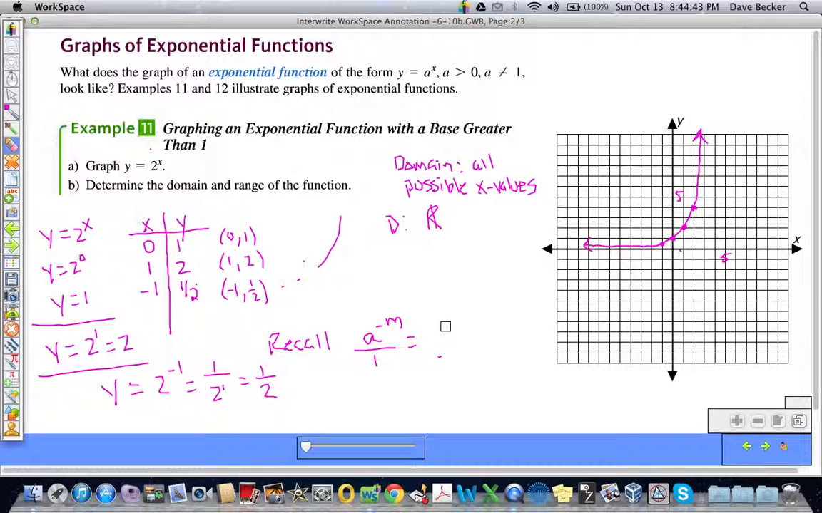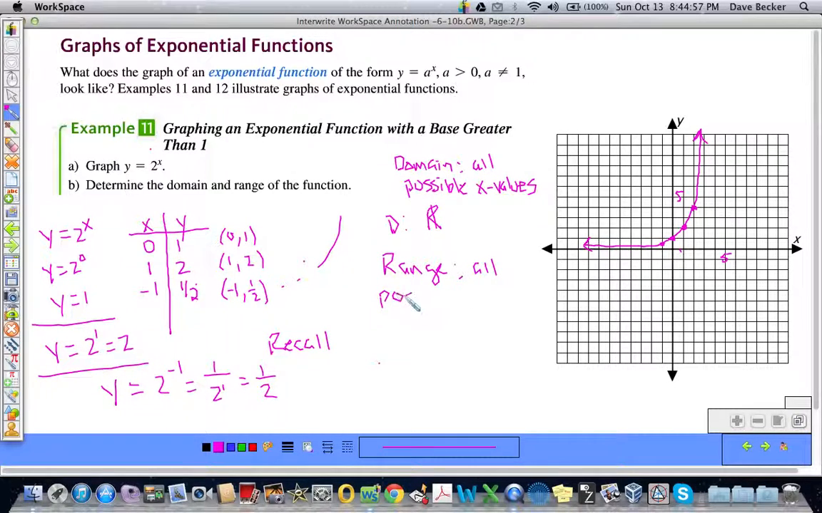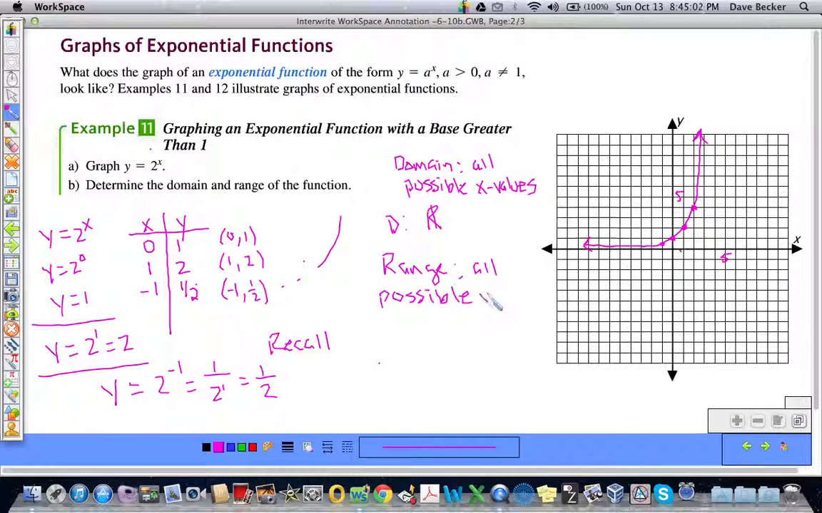Well, the range, if you recall, is the possible set of y values. Okay, the possible set of y values. Range. All possible y values. Sorry about my writing, the pen's not cooperating.